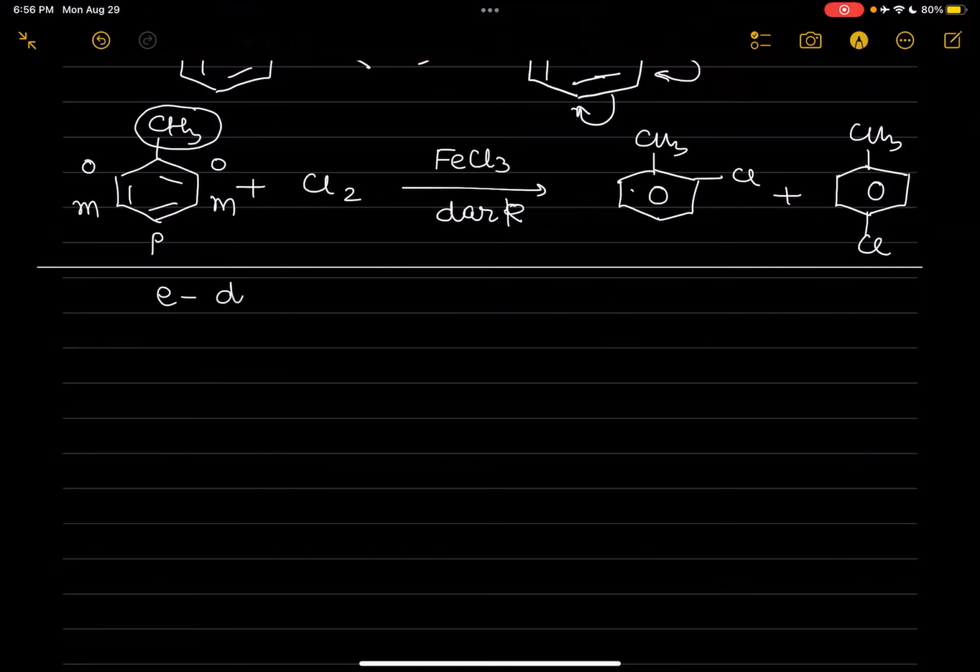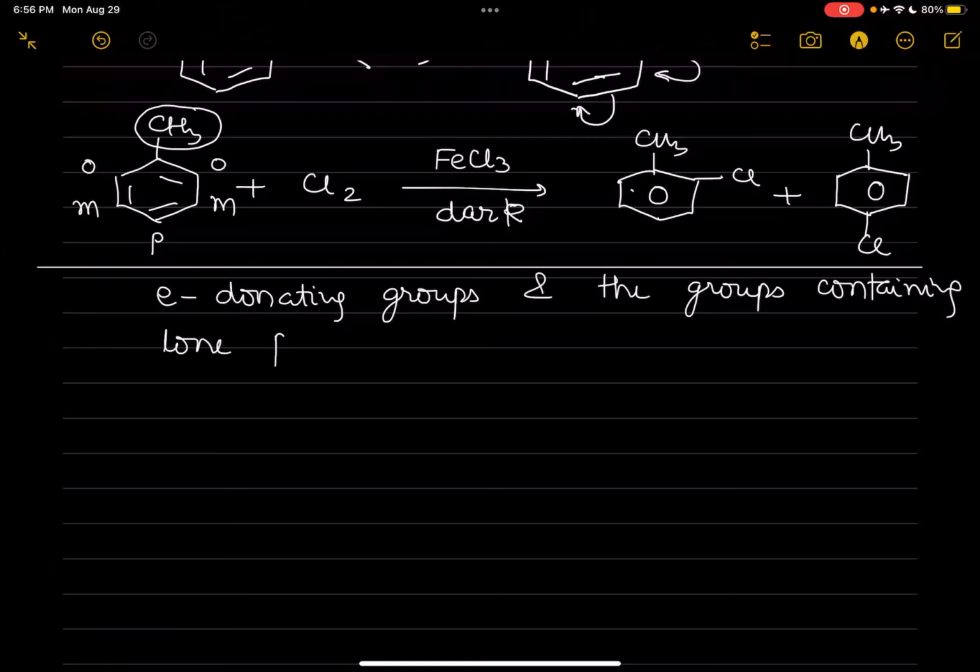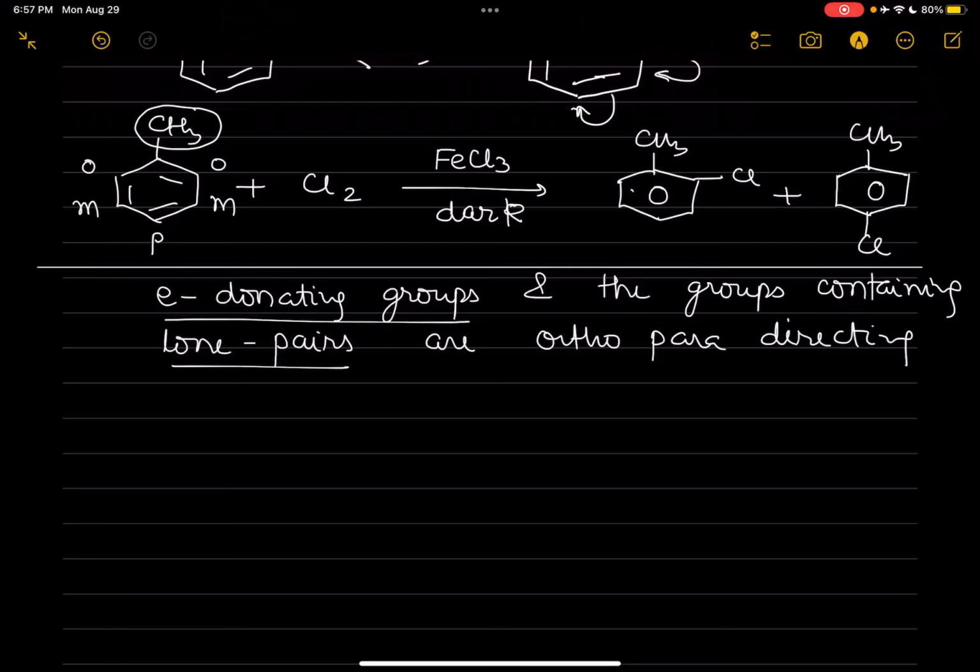Electron donating groups, and the groups which have a lone pair, that unshared pair of electrons, are also electron donating because the lone pair gets into the ring. Okay. I hope you are getting it.